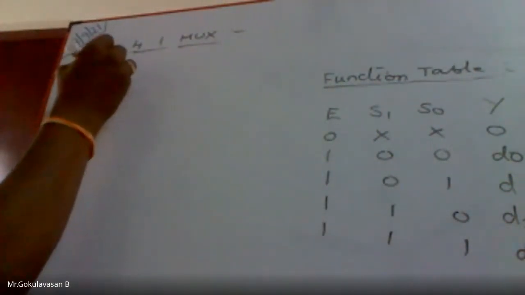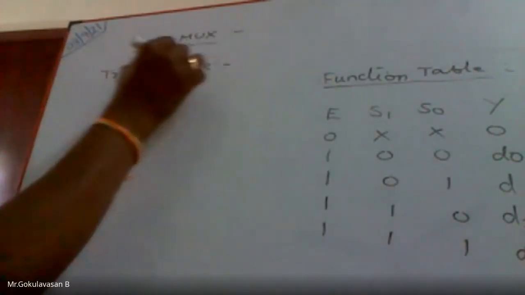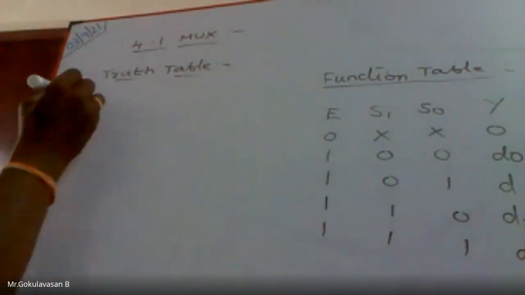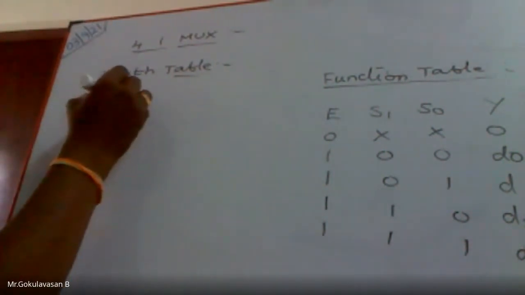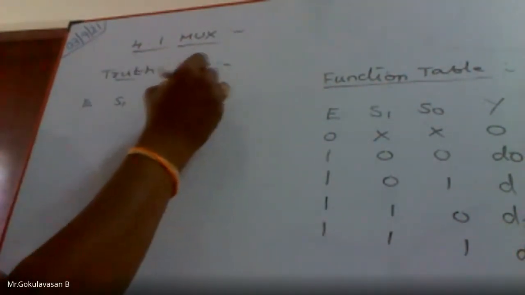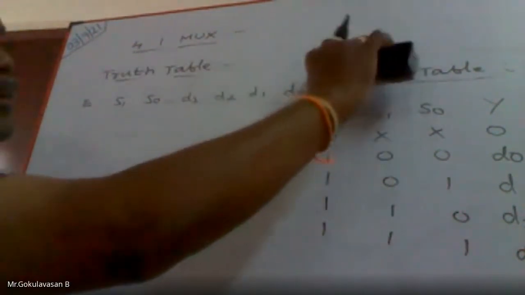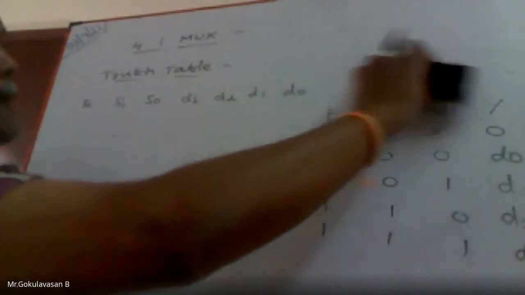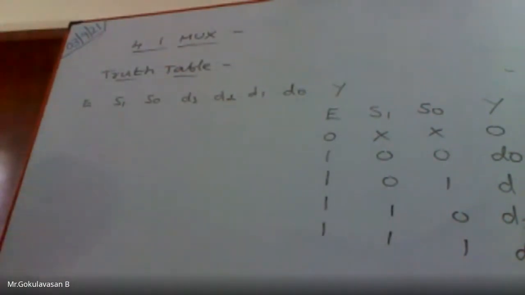Now I will go for the next one, which we call the truth table. So the skeleton of the truth table will be like this: enable, right? Then select S1, S0. Then I have the data D3, D2, D1, D0. Output is Y. Right? This particular function table, I am going to write it elaborately. That is the actual term.